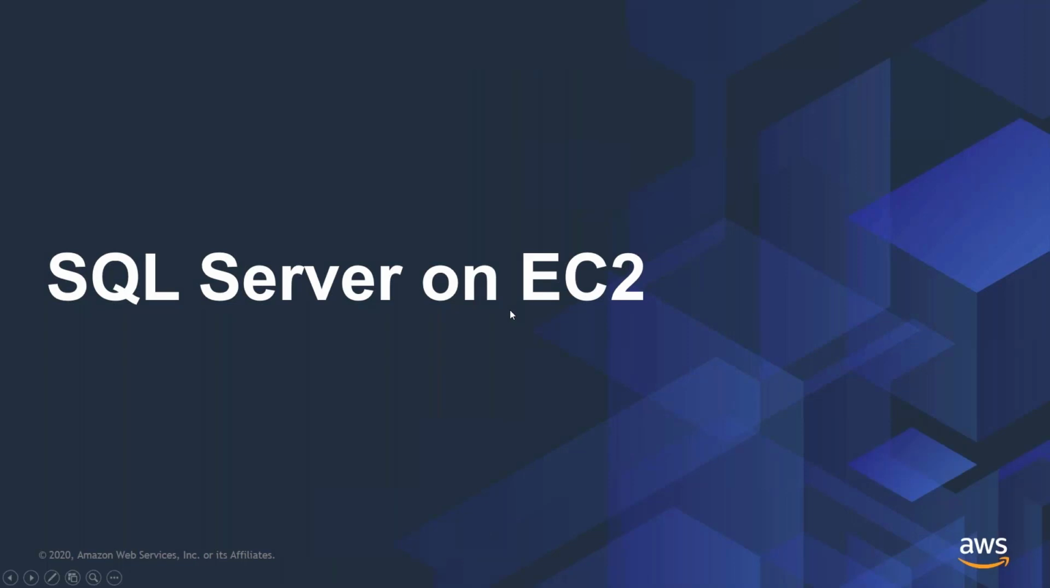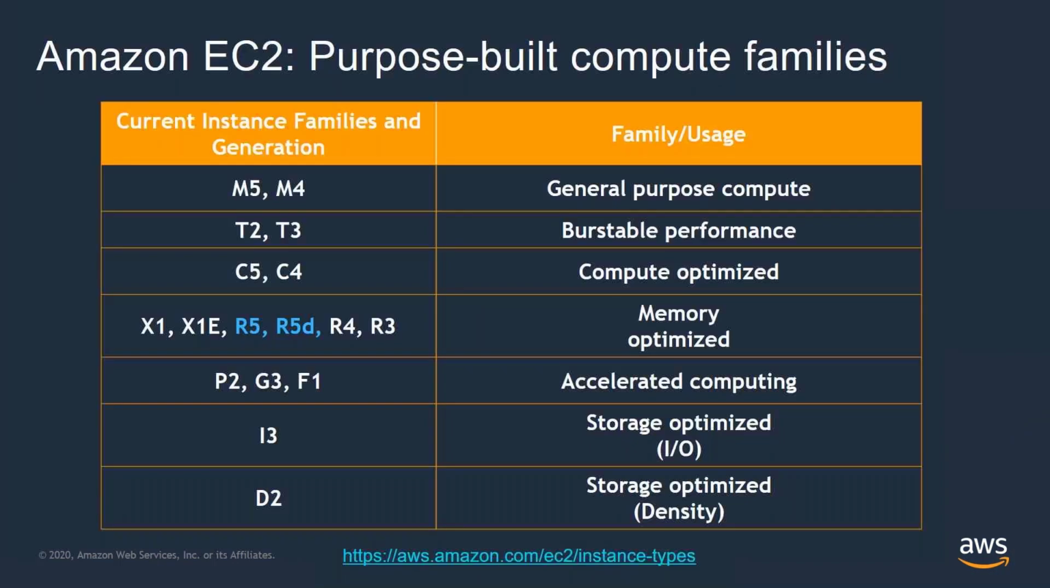Okay, let's turn to some best practices for running SQL Server on EC2 natively. I will start with some purpose-built compute families as part of AWS. When you run SQL Server or any workload on EC2, you get to choose the instance family that you would like to use. As you can see, some instance families are optimized for compute, others for storage, still others for GPU, and some are optimized for low cost with burstable performance.